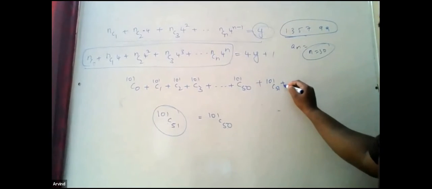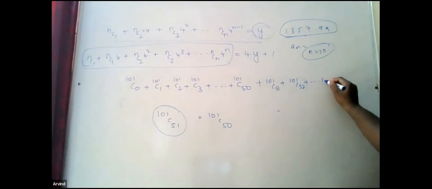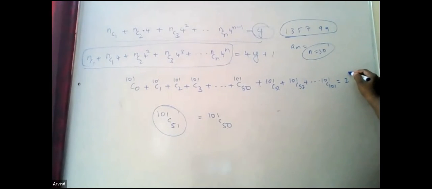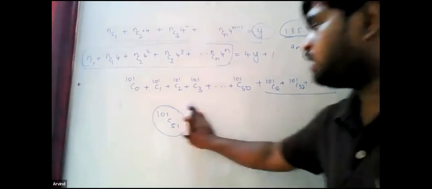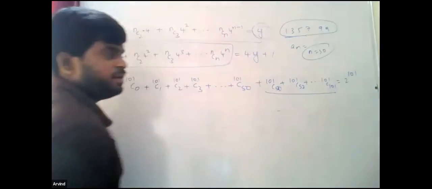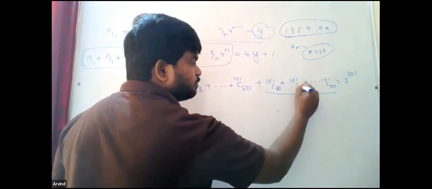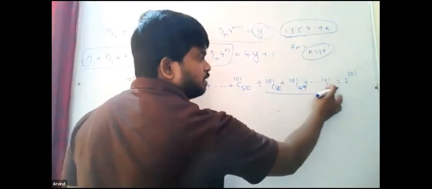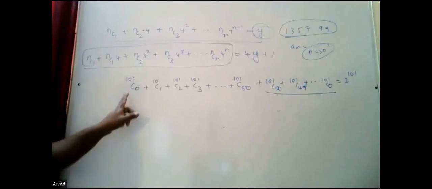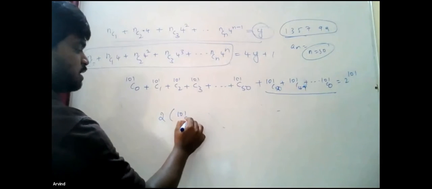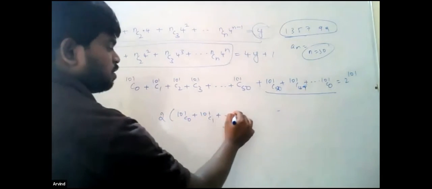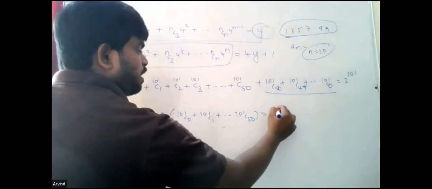So the missing terms are 101 C51, 101 C52, and so on up to 101 C101. If they were all there, the sum would be 2 to the power 101. These terms are not there, but 101 C51 equals 101 C50, 101 C52 equals 101 C49, and 101 C101 equals 101 C0. So everything is doubled. I can write 2 times (101 C0 plus 101 C1 plus so on up to 101 C50) equals 2 to the power 101.